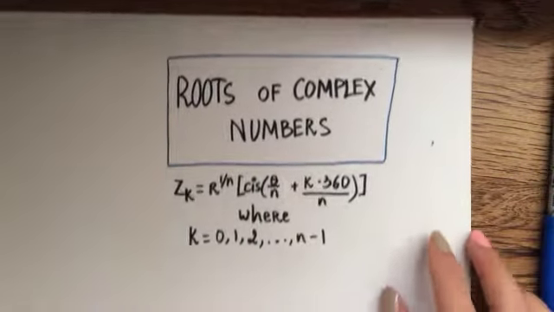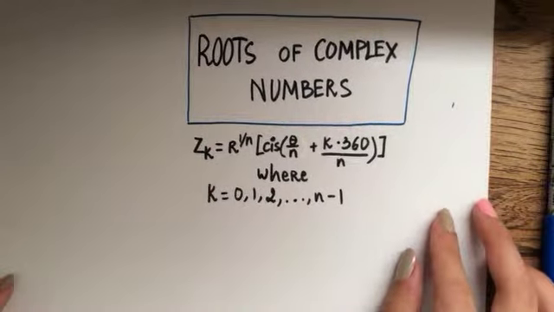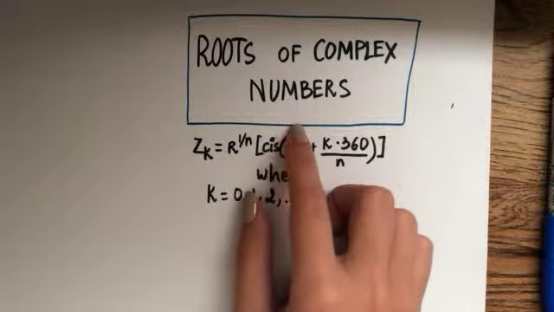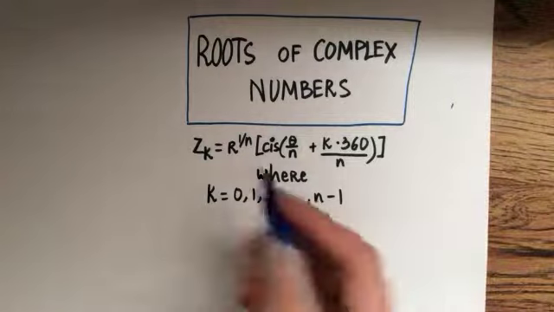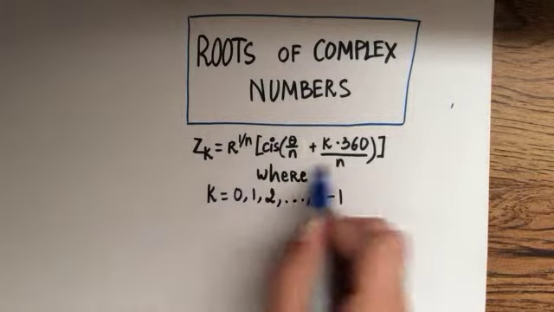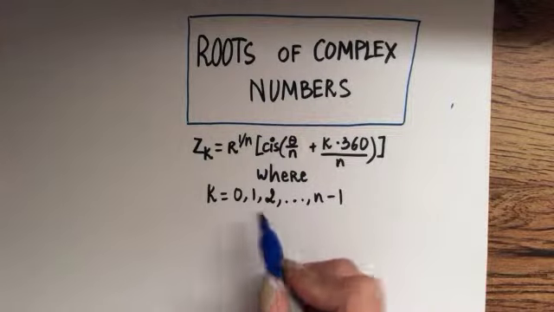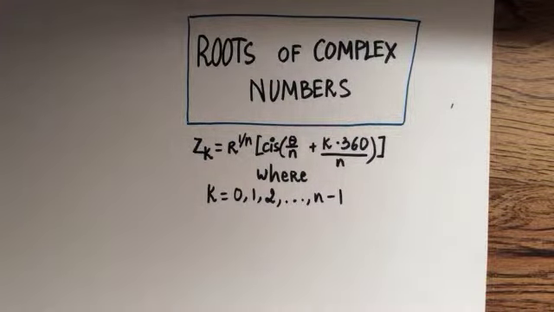The second one is to use De Moivre's theorem to find the roots of a complex number. This is your original formula right here. This formula is used where k is equal to 0, 1, 2, and so on, to n minus 1. So that's what your formula is going to be.